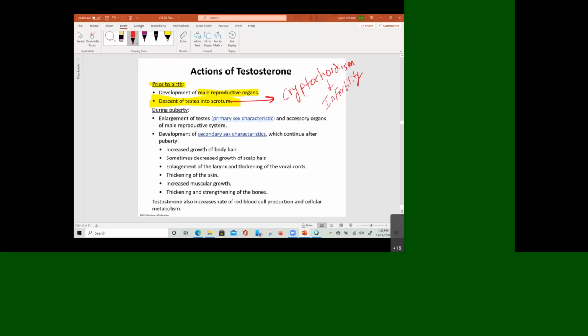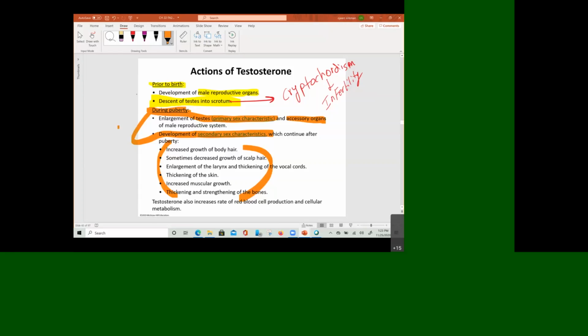Actions of testosterone during puberty include enlarging of the testes, which is the primary sexual characteristic, and also accessory organs. Another important function is to develop the secondary sexual features of the male, which includes hair growth, enlargement of the larynx, thickening of the vocal cords, muscle growth, all that. Also, testosterone increases the rate of red blood cell production and cell metabolism.